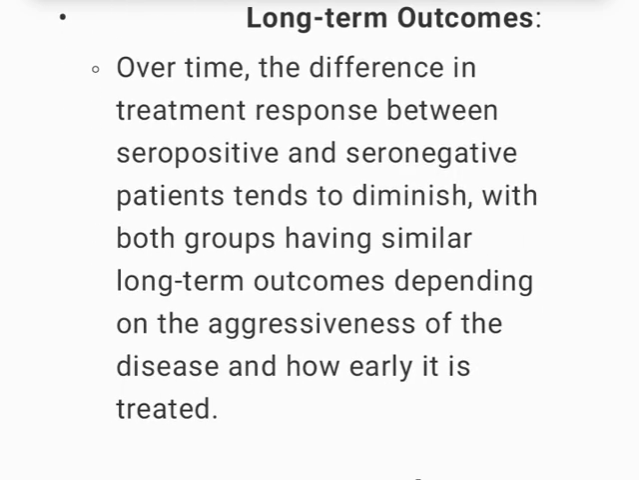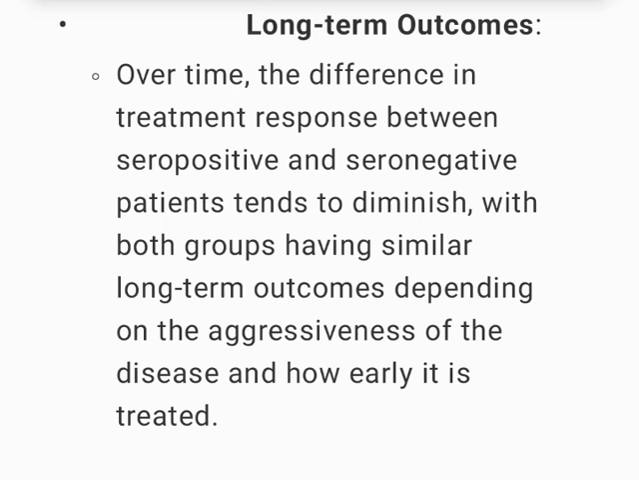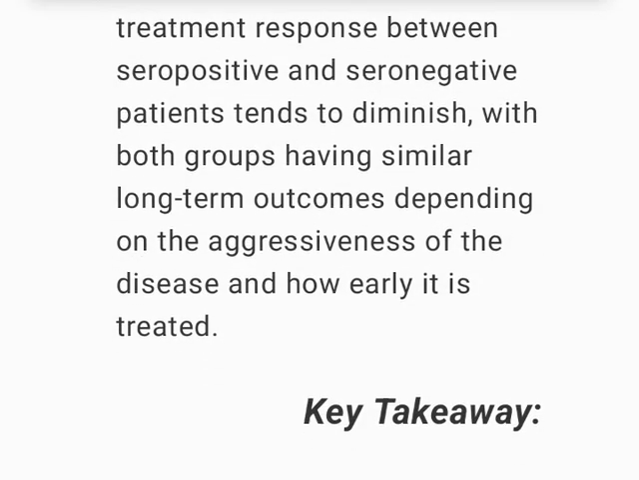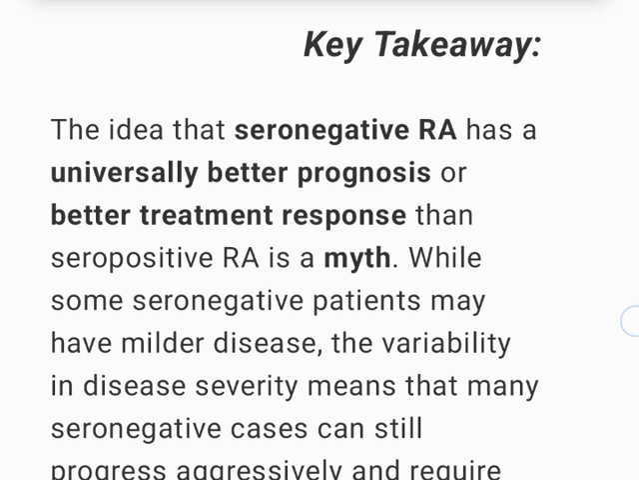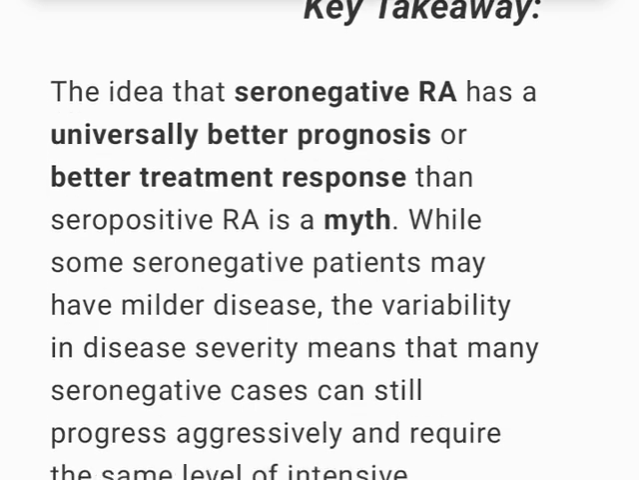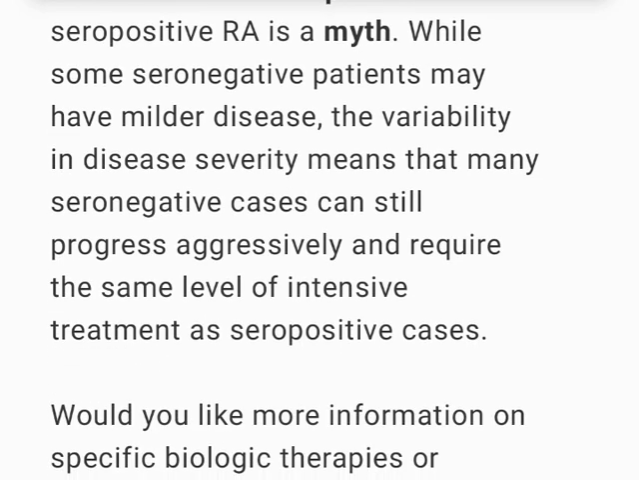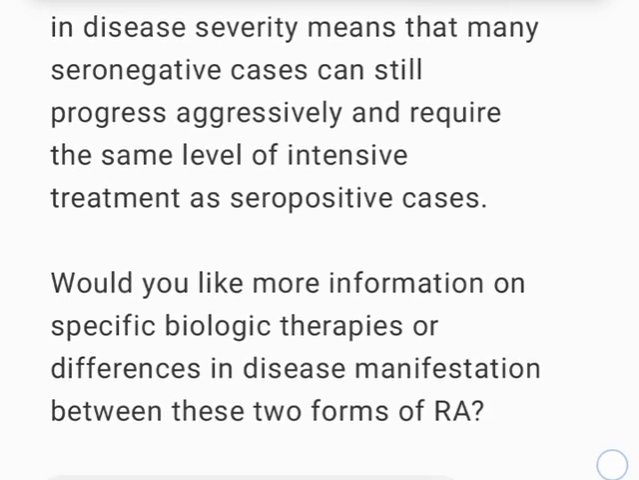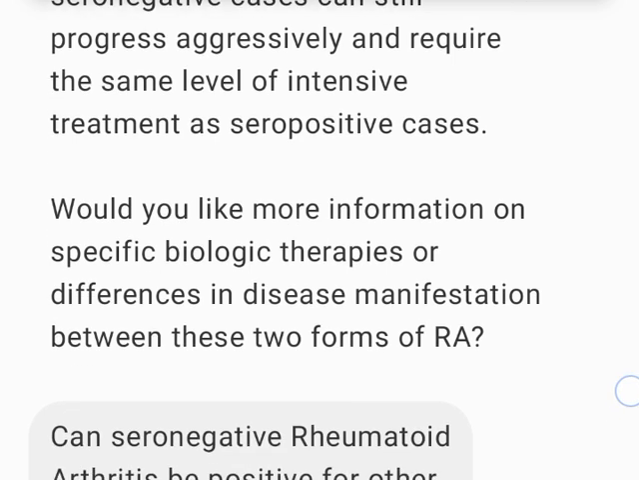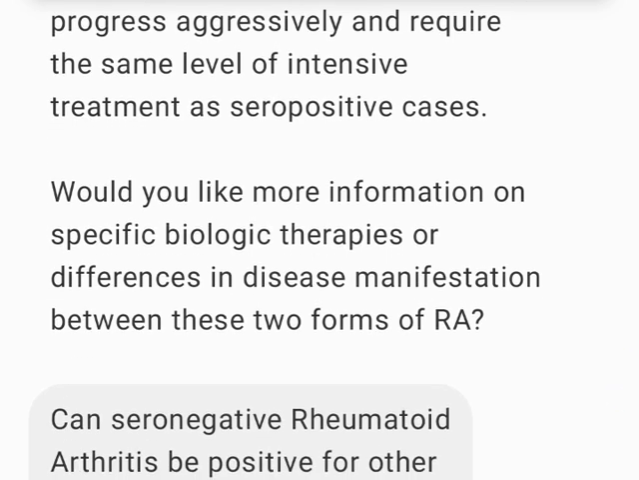Long-term outcomes. Over time, the difference in treatment response between seropositive and seronegative patients tends to diminish, with both groups having similar long-term outcomes, depending on the aggressiveness of the disease and how early it is treated. Key takeaway. The idea that seronegative RA has a universally better prognosis or better treatment response than seropositive RA is a myth. While some seronegative patients may have milder disease, the variability in disease severity means that many seronegative cases can still progress aggressively and require the same level of intensive treatment as seropositive cases.